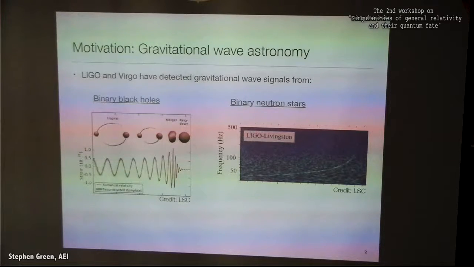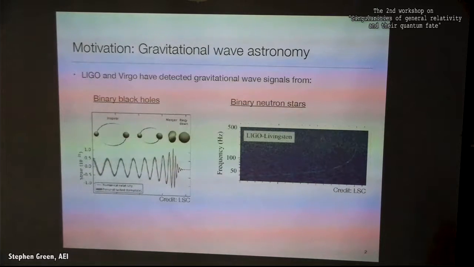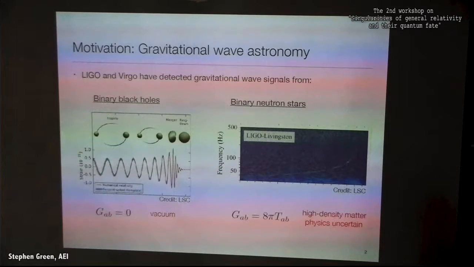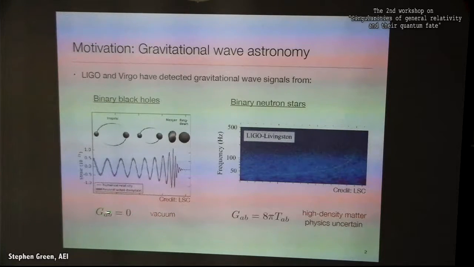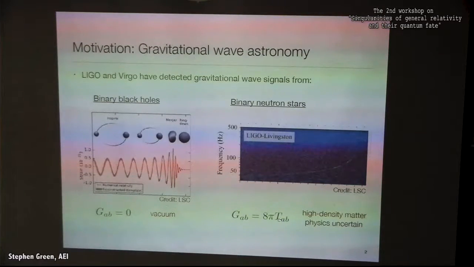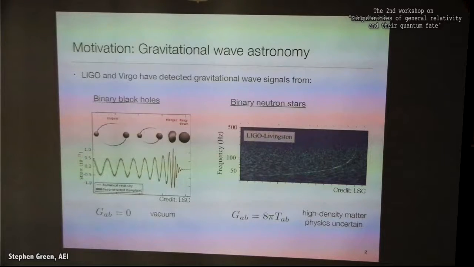As I'm sure everybody knows, we've now detected gravitational wave signals both from binary black holes and from binary neutron stars. And there's a big difference between these, of course, which is that binary black holes are vacuum solutions to the Einstein equation. So we know exactly what equations we're trying to solve. But binary neutron stars have a non-zero stress energy, and there's some uncertainty about what exactly the properties of this stress energy are, because they have extremely high density, and we don't understand the nuclear physics at these densities.